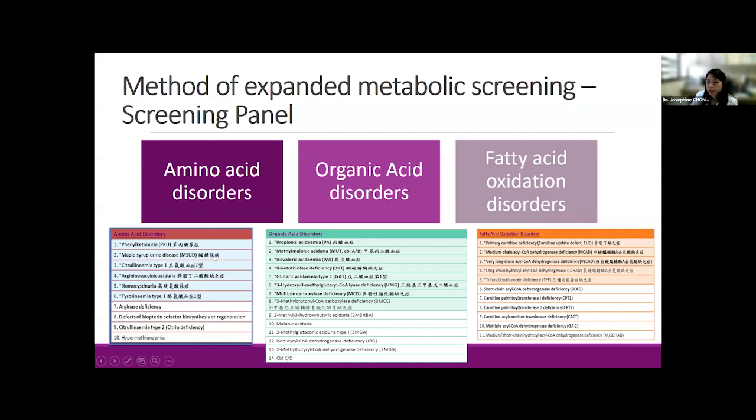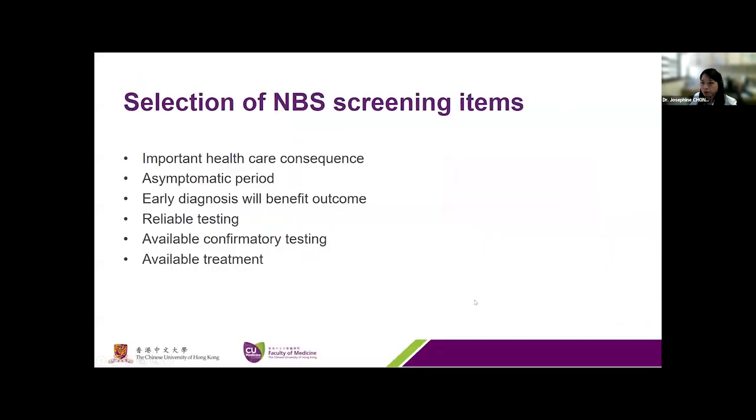While MSUD, citrullinemia type 1, and argininosuccinic aciduria may present in a very acute situation, where the patients may have a very high ammonia level, and therefore may present with a clinical sepsis-like picture, or the patient may get into a comatose state. Some of the organic acidemias could also present quite urgently with acute decompensation, as well as fatty acid oxidation defects.